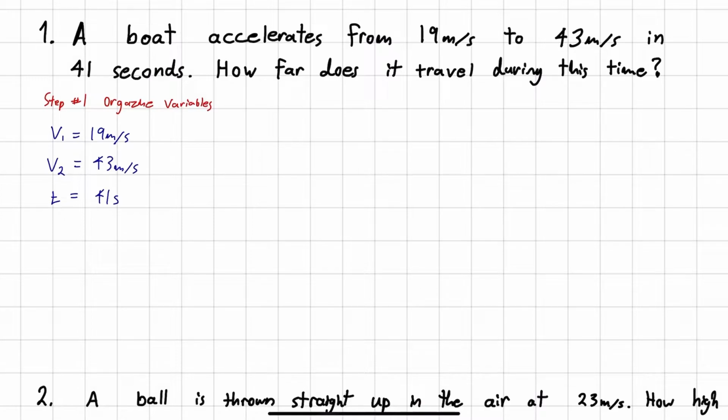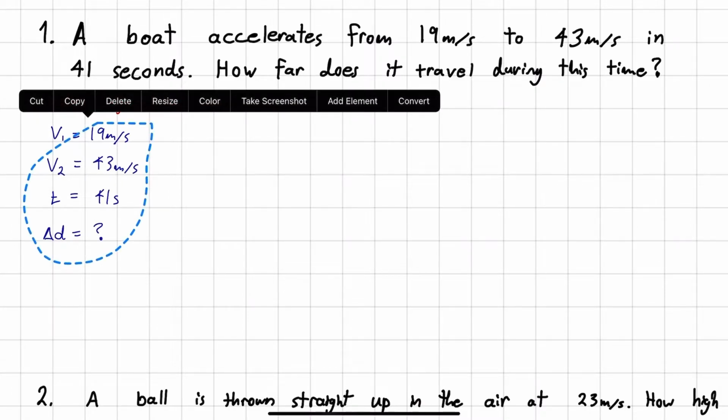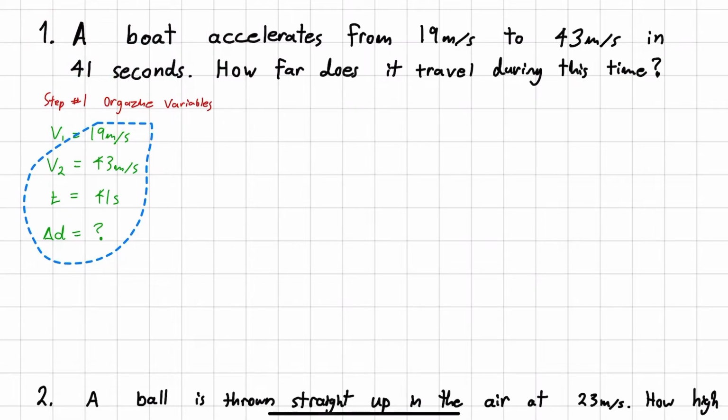So I always want you to organize your variables like this. You look at the question and dig up the variables that you're given and write them out here. And then in the question, they're always asking you to find the fourth variable. So here it's asking for how far does it travel. So it's asking for a distance, that is delta D, and that we do not know.